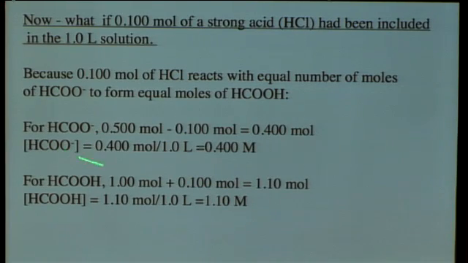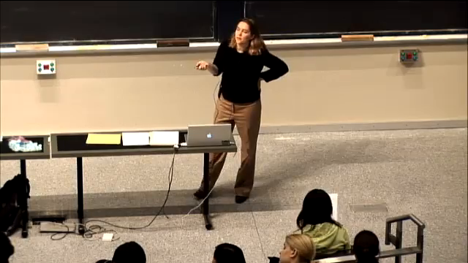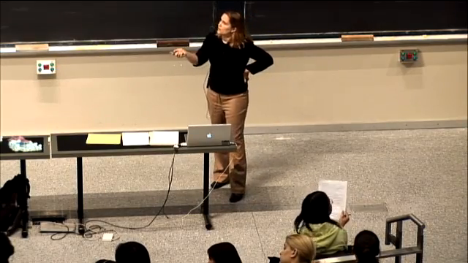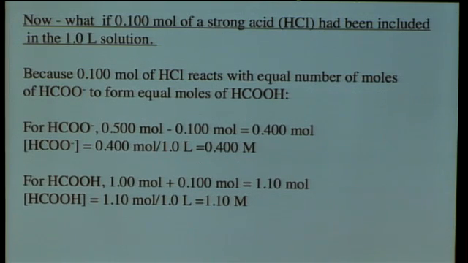So for the conjugate base, we had 0.5 moles before, and it's going to be reacting with a strong acid. So 0.1 of those will react, leaving us with 0.4 moles of the conjugate, and that's in 1 liter. So now we have 0.4 molar. For the acid, we had 1 mole to begin with, but now we form more as the reaction has taken place. And so we have 0.1 more. So now we have 1.1 moles, again, in 1 liter.